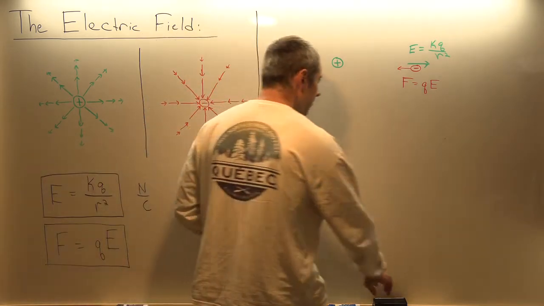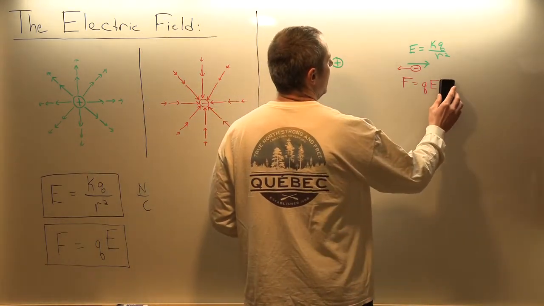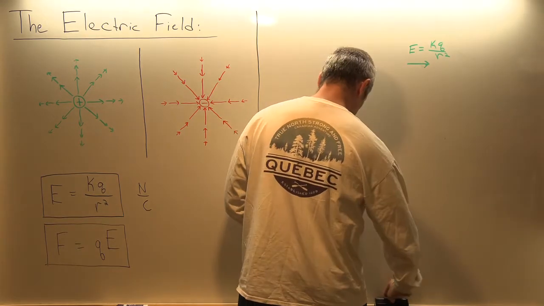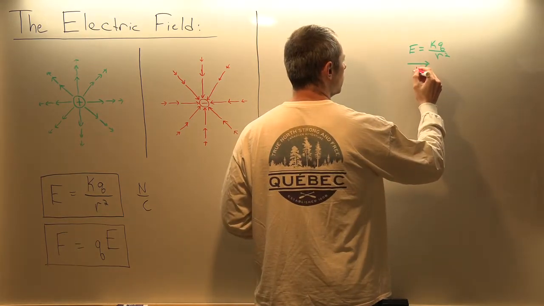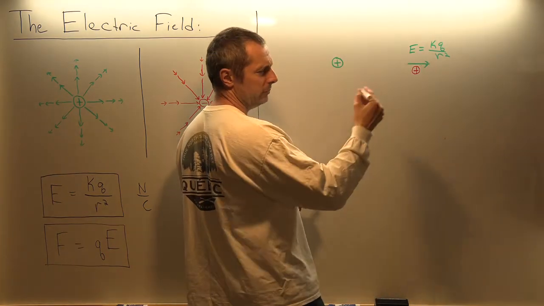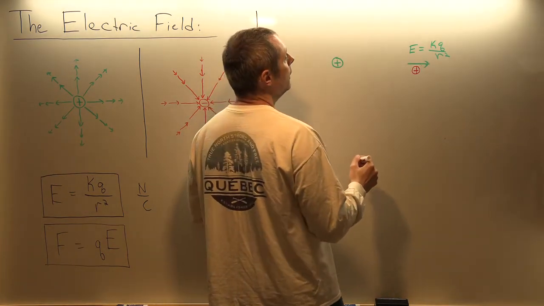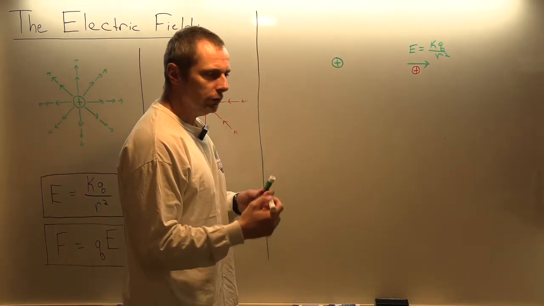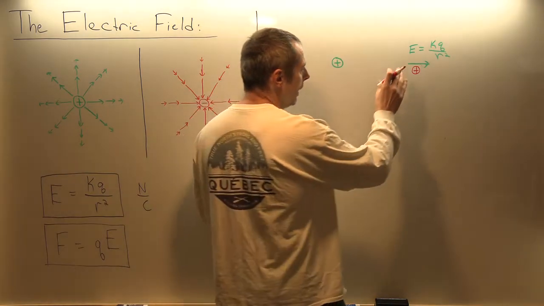If instead I put a proton over here, again, I don't want to draw it right on the arrow because this is going to mess up the dry erase markers, but it's right on that arrow. What happens is protons respond to the electric field by moving with it.